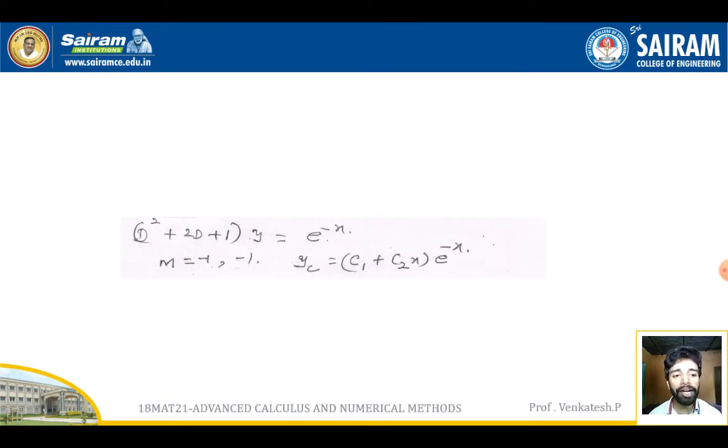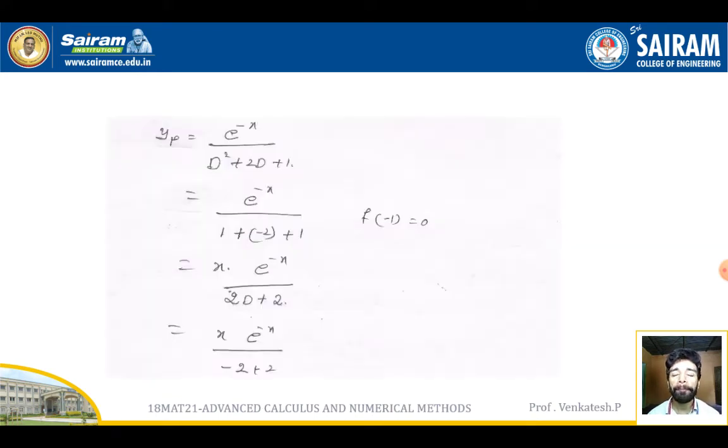So next we have to find the particular integral. Take the formula: yp is equal to the given function divided by the operator equation, that is d square plus 2d plus 1. So here we can observe that the x coefficient is minus 1 in the numerator. I am going to replace all the d terms by minus 1. So if I replace d is equal to minus 1, I will get 1 square minus 2 plus 1 in the denominator, and it will become 0. So the whole yp will become infinity.